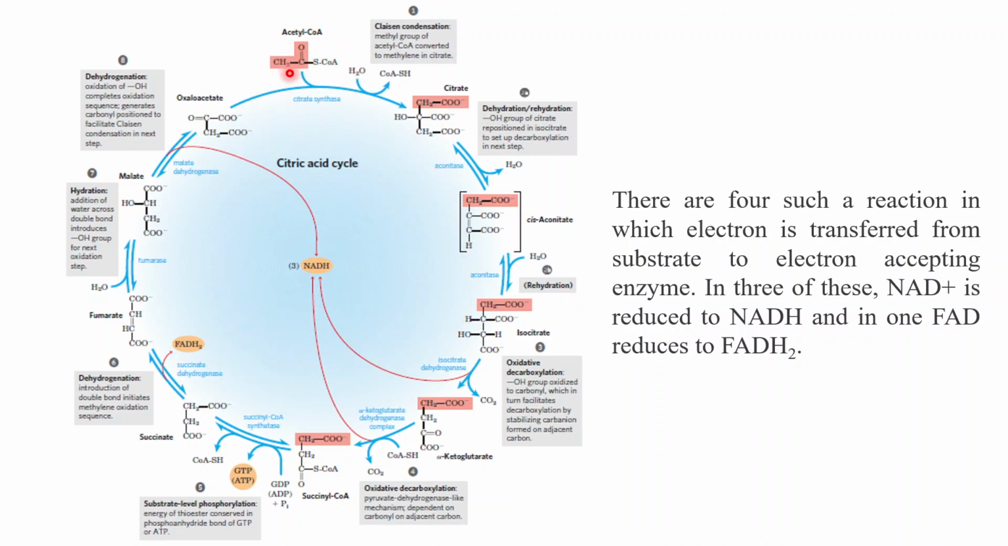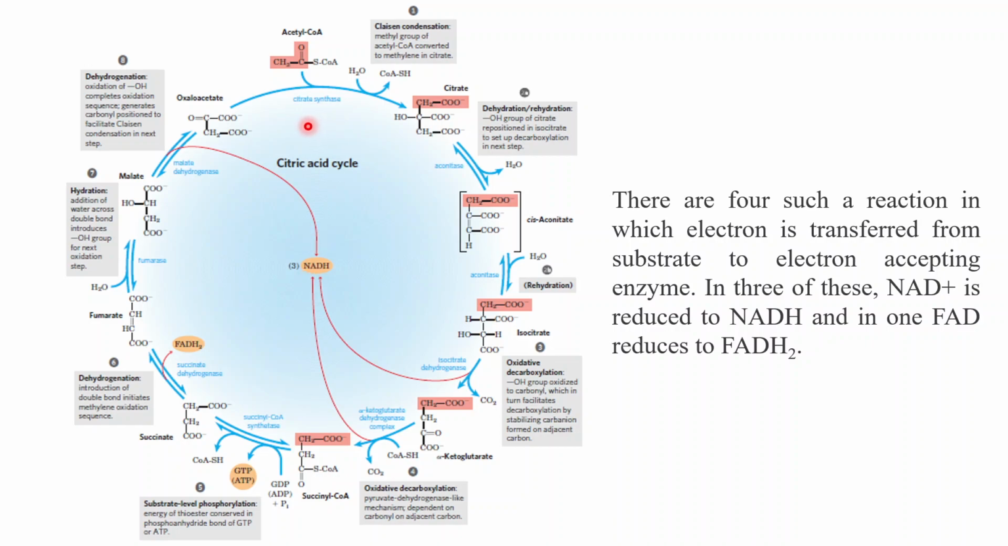It enters the citric acid cycle where this acetyl coenzyme A is converted into citrate, then aconitate, then isocitrate, then alpha ketoglutarate, then succinyl coenzyme A, succinate, fumarate, malate, oxaloacetate, and then again oxaloacetate is cycled back to citrate, and this cycle keeps on going and keeps on generating NADH and FADH molecules that can go into your electron transport chain.